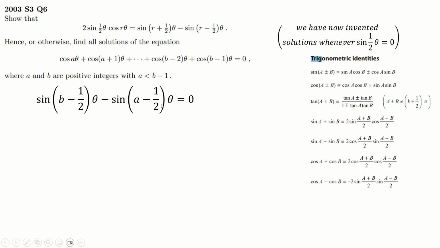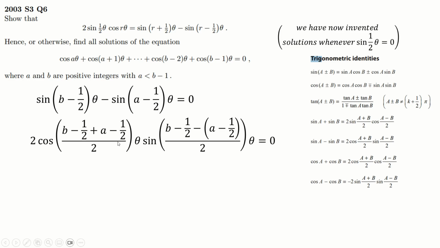Sine of something minus sine of something else. We can use this as 2 cos of the average between the two, sine of the difference over 2 of the two things. So just putting in b plus a half plus a minus half, and then b minus half minus a minus half with the cos and the sine. I'm just using this formula here.